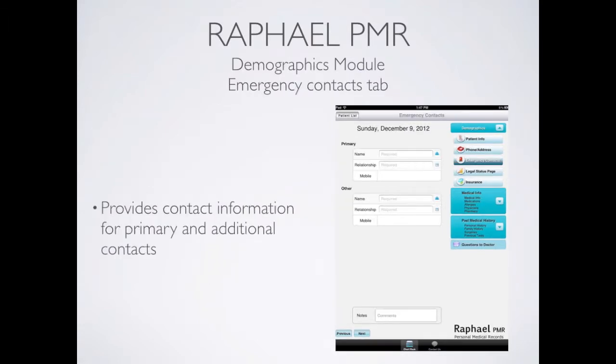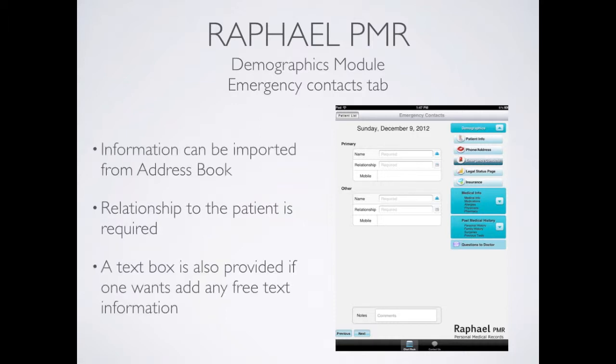Under emergency contacts, you'll have a place for a primary and a secondary contact. The contacts' names can be brought up from the address book, and their relationship to you or to the patient should be included. The information can be brought out again from the address book within, or the contact book in the iPad, and at the bottom is a text area for information that you wish to provide.